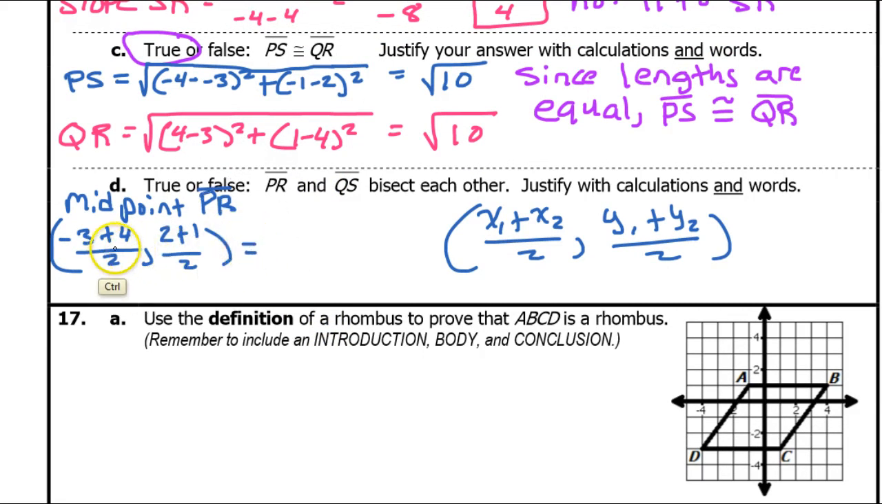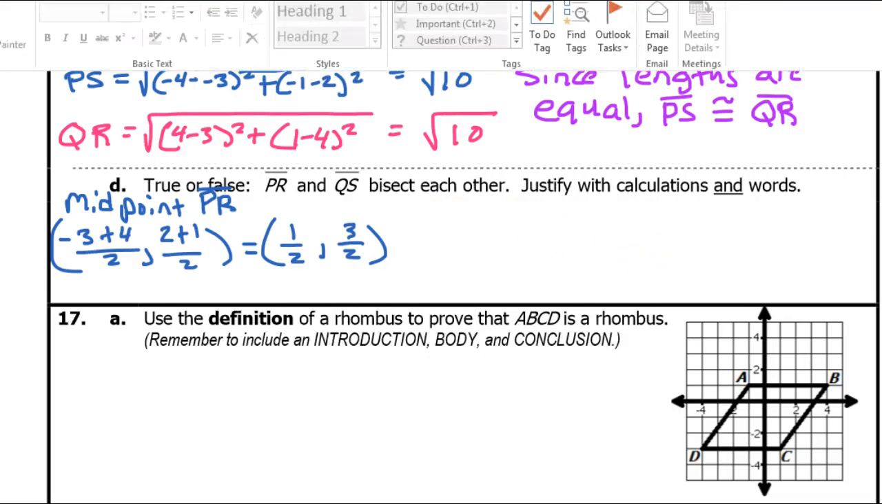So negative 3 plus 4 is 1, so that's going to be 1/2. And 2 plus 1 is 3, so that's going to be 3/2. That is the midpoint of segment PR.